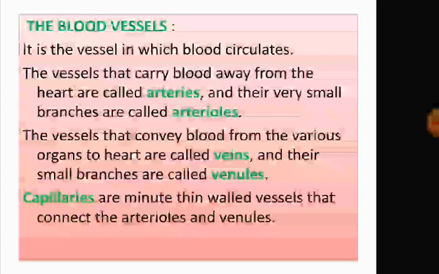And veins are the vessels that convey blood from various organs to the heart. That means they are bringing deoxygenated blood. So all veins carry deoxygenated blood except the pulmonary vein. You have seen in the case of the heart that pure blood from the lungs comes to the left auricle by the pulmonary vein. So all veins carry deoxygenated blood except the pulmonary vein.